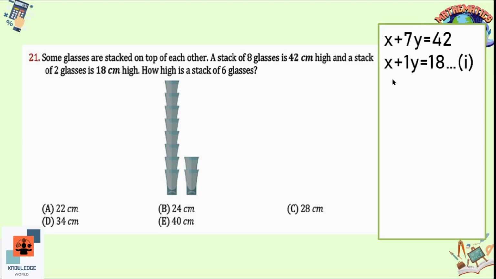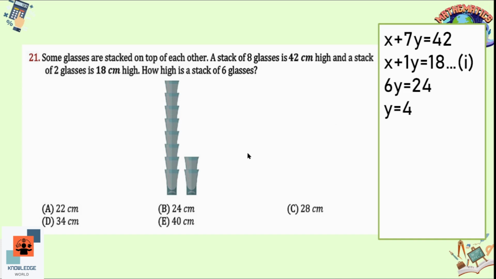Now we will subtract the equations. X minus X is 0. 7y minus 1y is equal to 6y and 42 minus 18 is equal to 24. We will move the 6 on the other side of the equal. So 24 will be divided by 6. That is equal to 4. Now we may say that the length of the upper part of the glass is 4 centimeter.